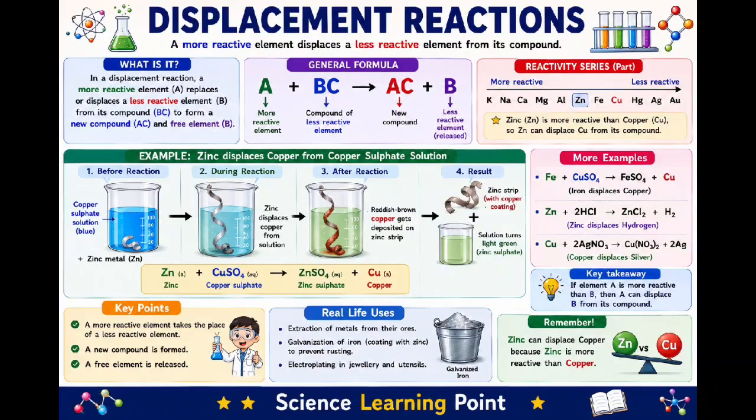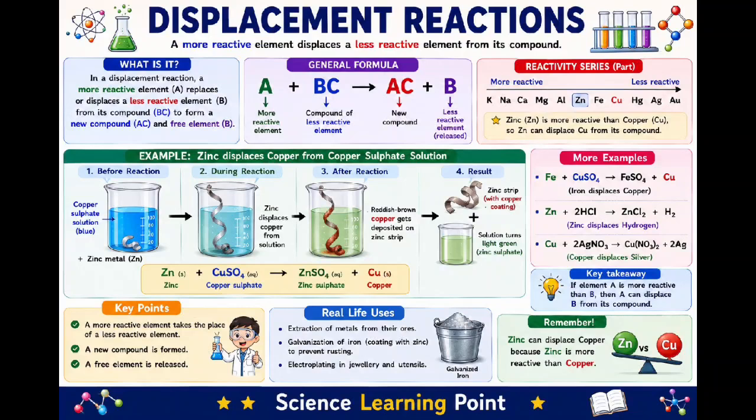Now let's study displacement reaction. A displacement reaction is a reaction in which a more reactive element displaces a less reactive element from its compound. Its general form is A plus BC to AC plus B. Here A replaces B because A is more reactive.